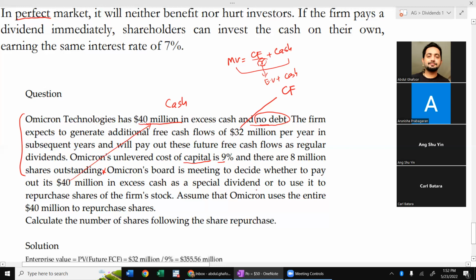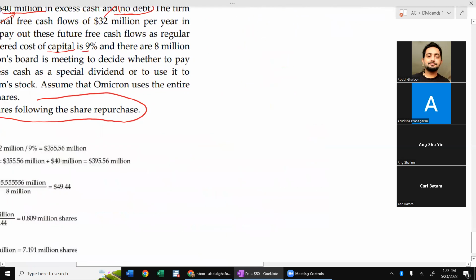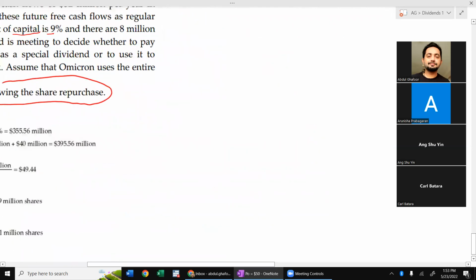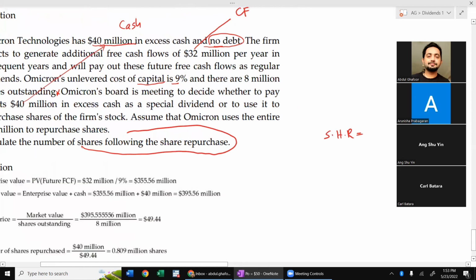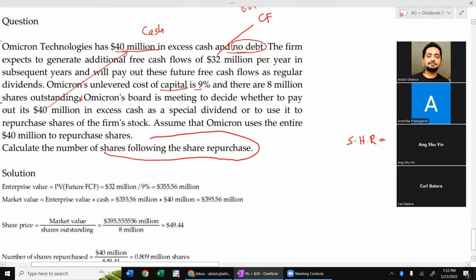Assume that the company uses the entire 40 million for share repurchase. Calculate the number of shares following the share repurchase. So we need to calculate the number of shares after the share repurchase. That is very easy to calculate. First of all, for the share repurchase, what is the formula? The question is asking how many shares remain after the share repurchase.